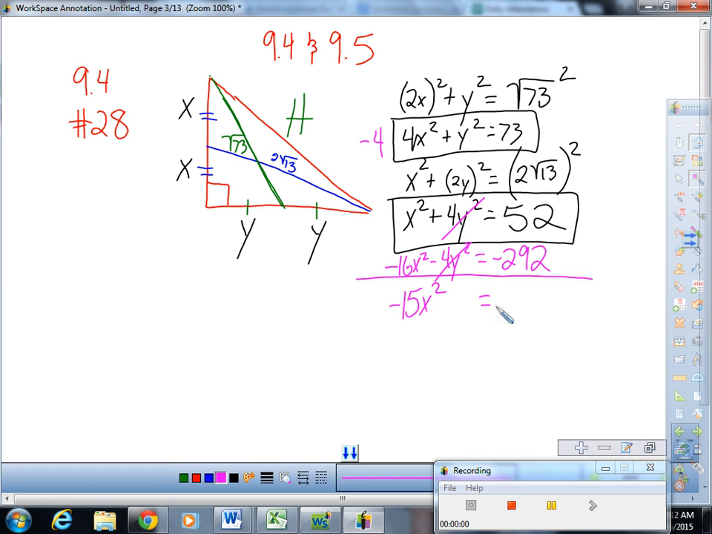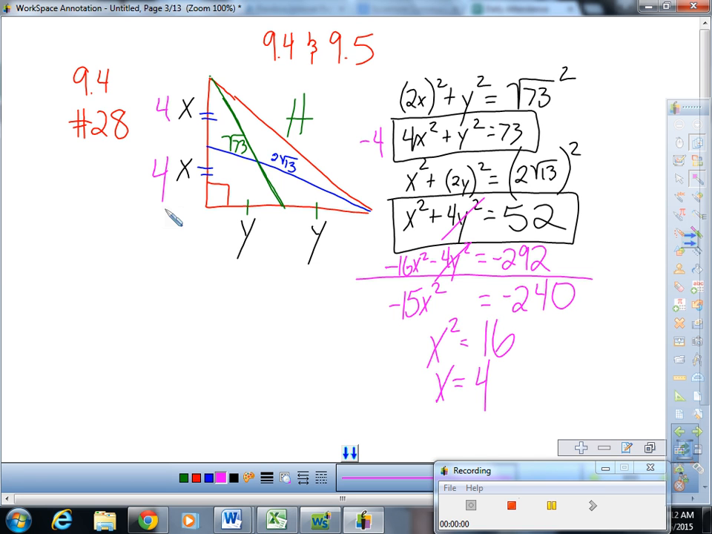It's equal to negative 240. Is that right? Can someone do 240 divided by 15? X squared is 16, so x would be plus or minus 4, but in this problem, x represents the side of a triangle, well, actually, half of that. So now to find y, we'll just plug it in.